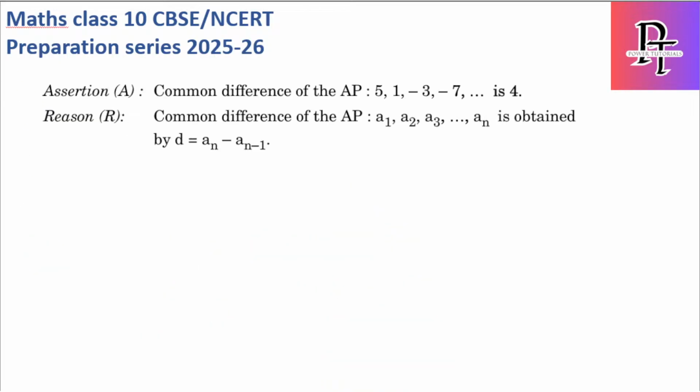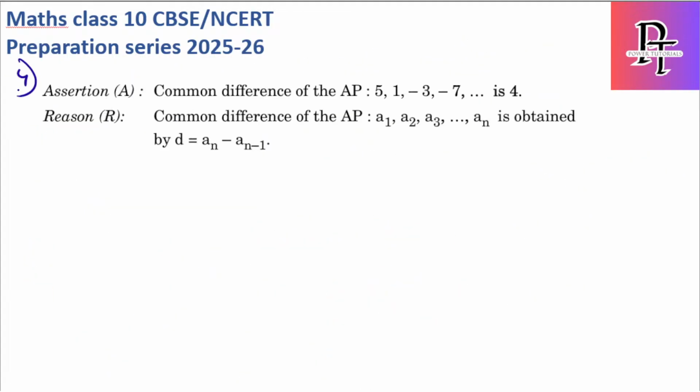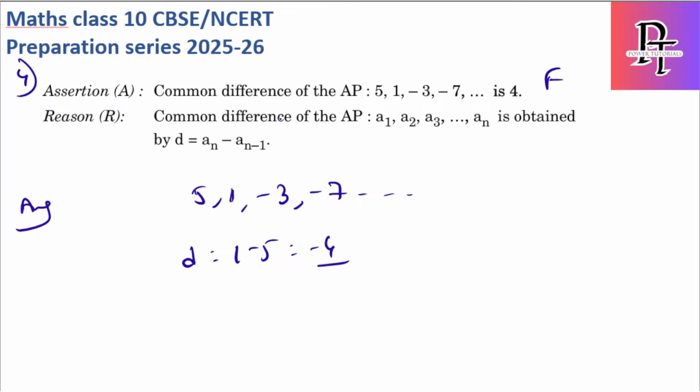So this is an assertion reason question, and as I mentioned, we are going one by one. Now it's the 4th question for today. So what is the question now? The common difference of an AP is 4. Okay, let's check whether the common difference is 4. We have 5, 1, minus 3, minus 7 and so on. What is the common difference? It is the difference between any two consecutive terms. So d will be second minus first, not first minus second. d should be minus 4. So A is false. So definitely R should be true. No need to check because we don't have an option where both are false. Okay, so the answer should be D, where A is false and R is true.